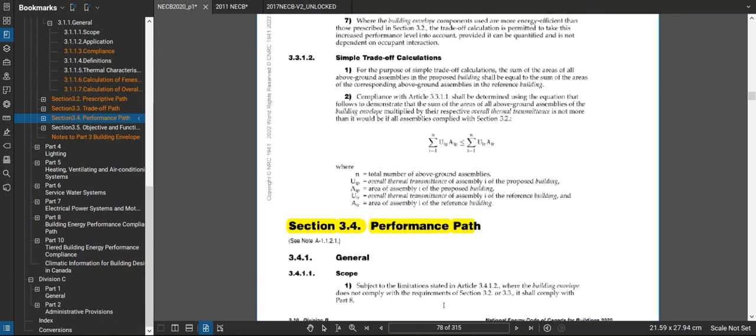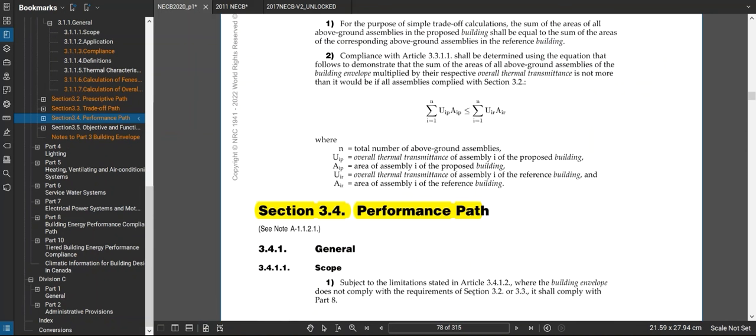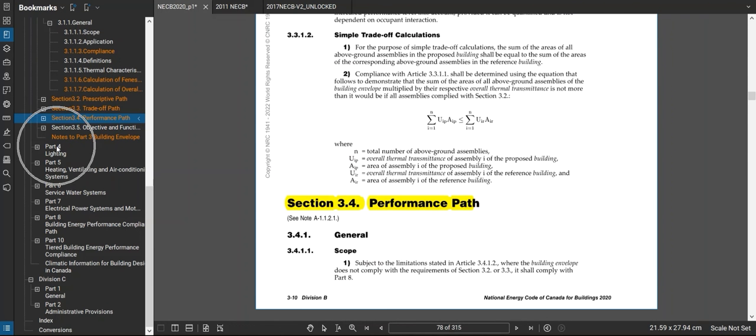And basically what this is saying is if you don't comply with the last two sections we looked at, 3.2 and 3.3, then you have to comply with part 8, and your energy modeler would go to part 8 and work through that section. Some other things I'll point out here: part 4 is your lighting, so your electrical consultant would be looking into that. Your mechanical consultant would be into parts 5 and 6, and it looks like your electrical consultant would be in part 7 as well.